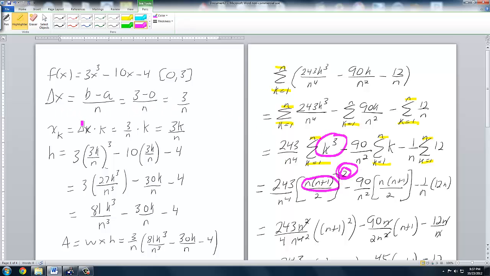Again, don't forget also that xk is always delta x times k. Always. In this case, it was 3k over n. It's generally going to be this number times k over n.